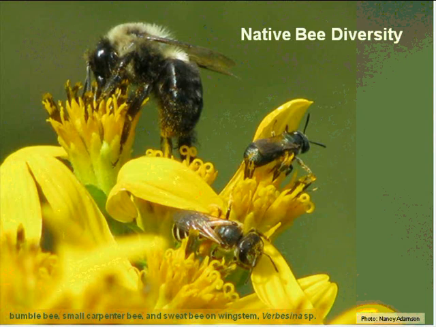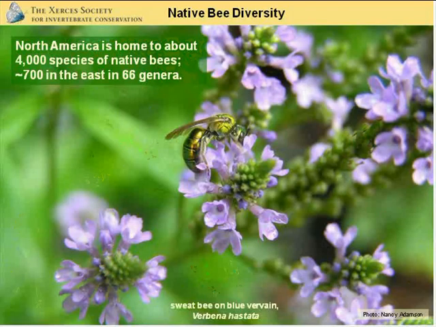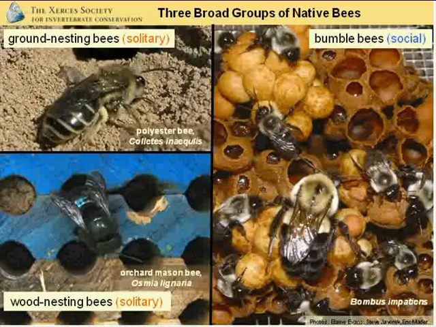Now I'm going to talk about native bee diversity. We have about 4,000 species of native bees in North America, about 700 of those in the East and in 66 genera. So I won't be covering all of these. I'll be focusing on bees that you might see pretty commonly and that are also readily distinguishable.